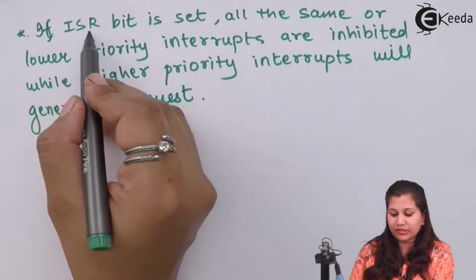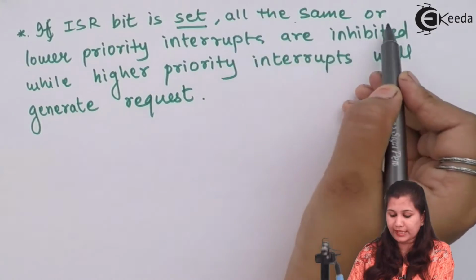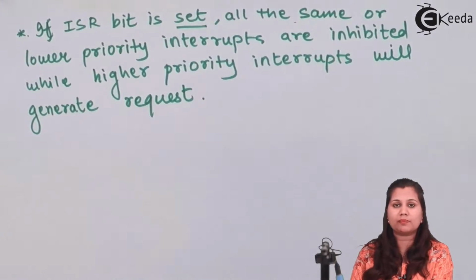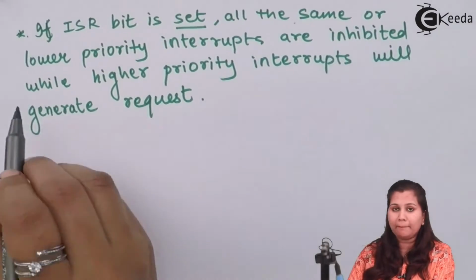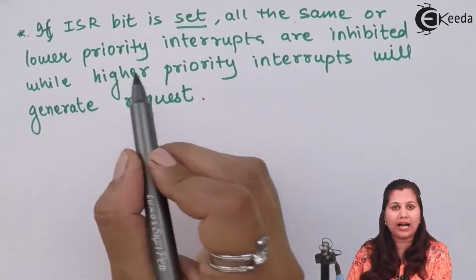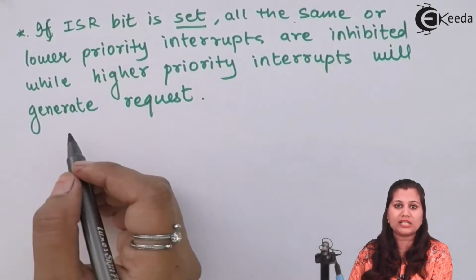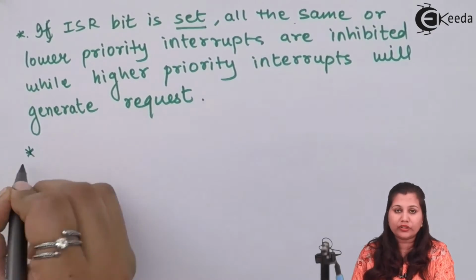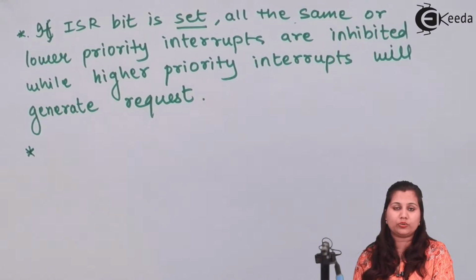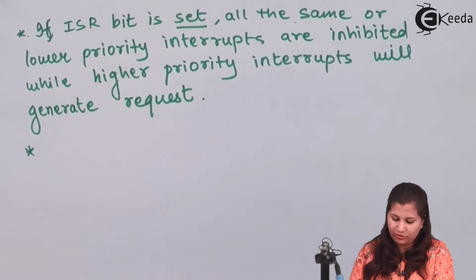So if this in-service register bit is set, then all the interrupts which have the same priority or lower priority will be inhibited, but the interrupts which have higher priority will generate the request and they will be executed. These priorities of the interrupts can be changed according to the programming bits in the initialization and the operation command words also. So in between the execution of the interrupts also the priorities can be changed.